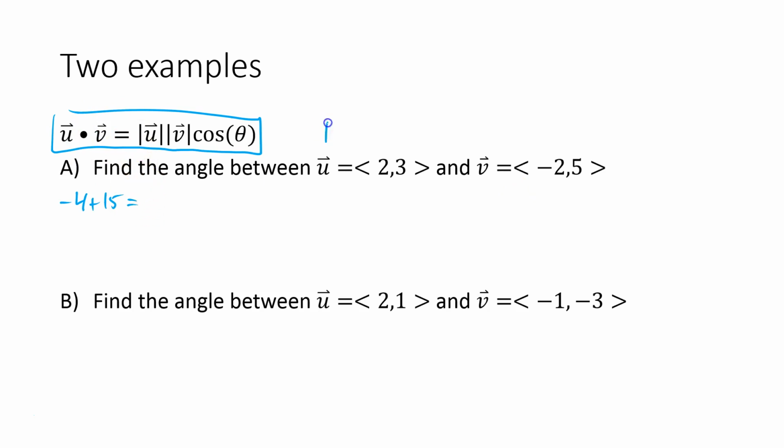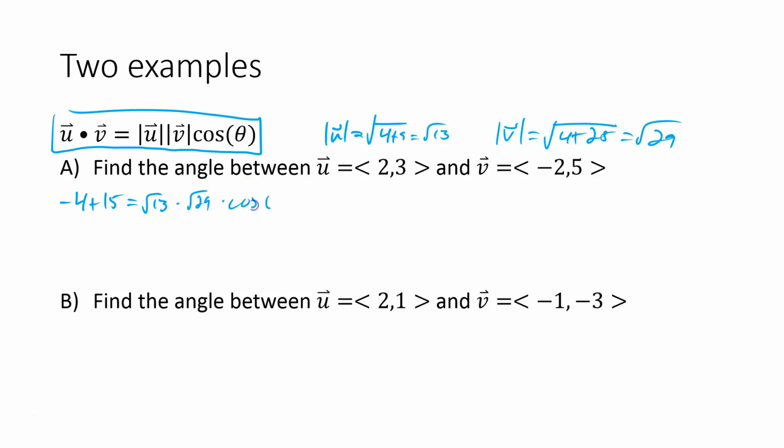Is equal to the magnitude of u. Well, the magnitude of u is the square root of, looks like 4 plus 9. That's 13. So root 13 times magnitude of v, which is the square root of 4 plus 25, which is root 29. So root 13 times root 29 times the cosine of theta. All I'm missing is theta. I knew how to find the dot product because I would just use the inner product, the 2 times negative 2 plus 3 times 5. And then I knew the magnitudes by using square root of a squared plus b squared. All I'm missing is theta.